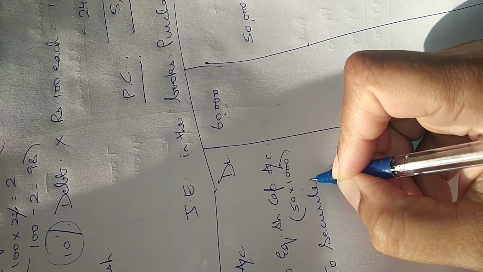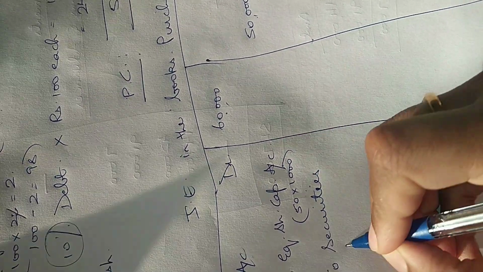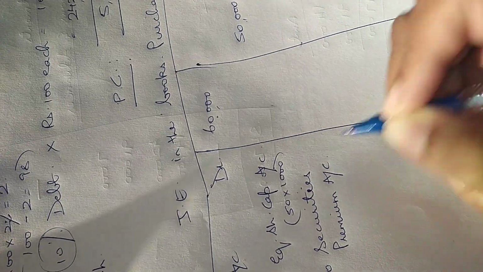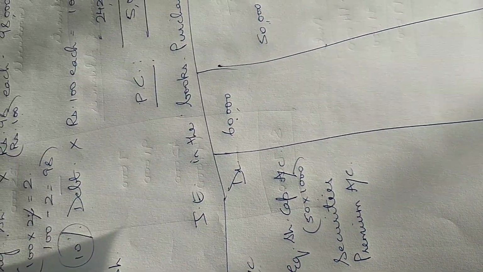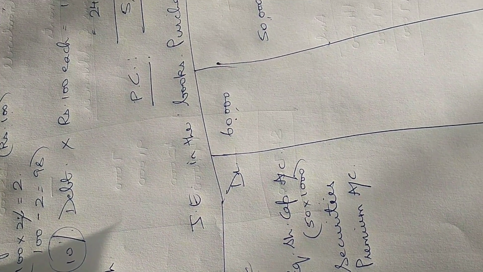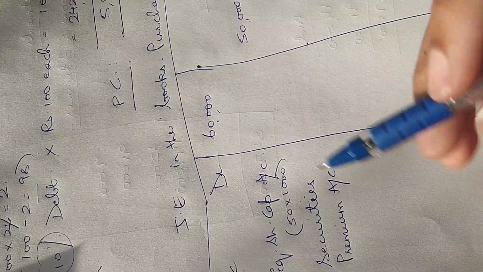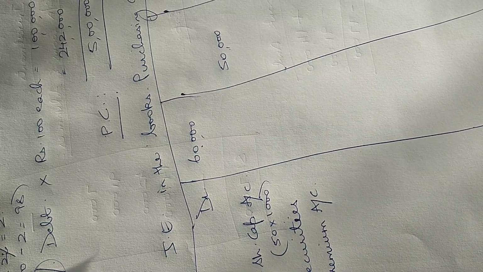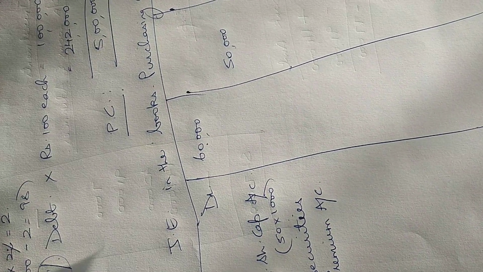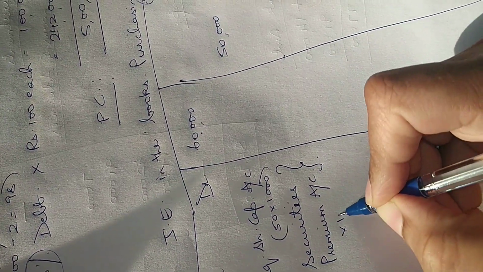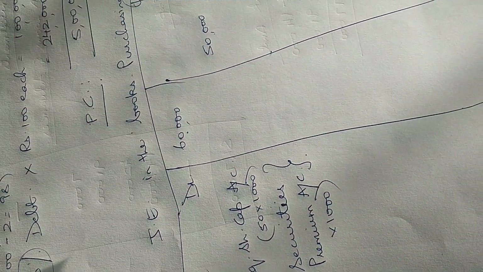securities premium account. The securities premium account is for both debentures, for preference shares and for equity shares. When you are issuing at a premium, that premium amount is taken to an account called as securities premium account. So this will show what is the premium at which you have taken the shares at.